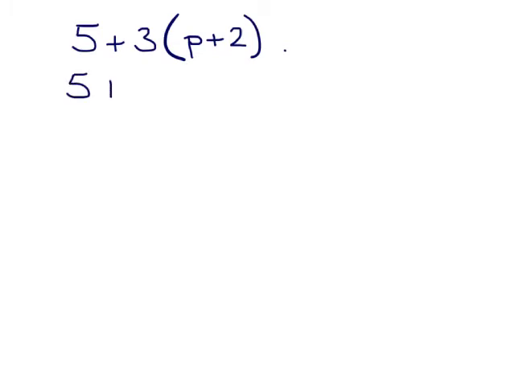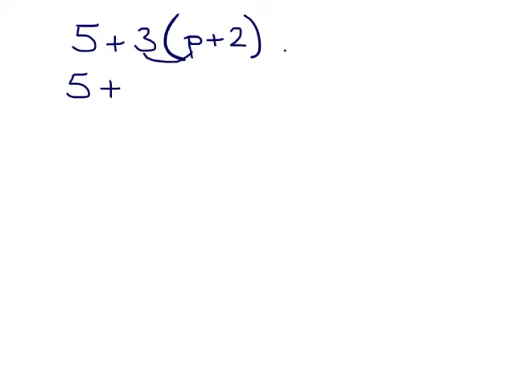So you might have something that looks like this: 5 plus 3 brackets p plus 2. Now it looks like you could put the 5 and the 3 together because they're both numbers. But because of BODMAS, this bit is the bit you do first, the 3 lots of p plus 2. Okay? So you're going to keep the 5 separate first of all.